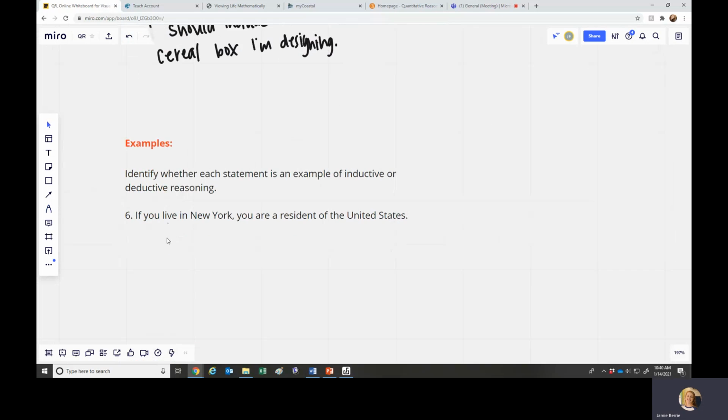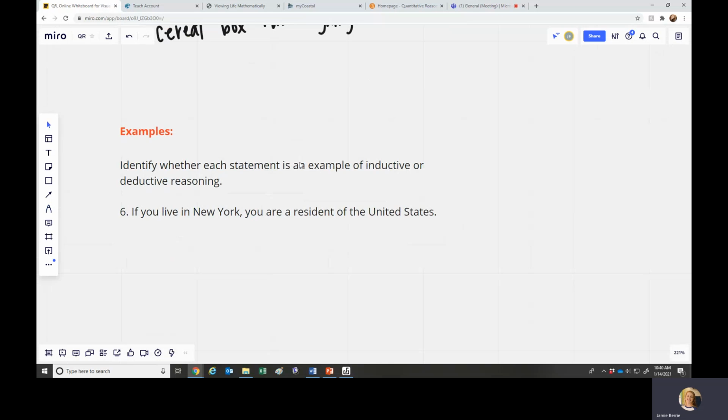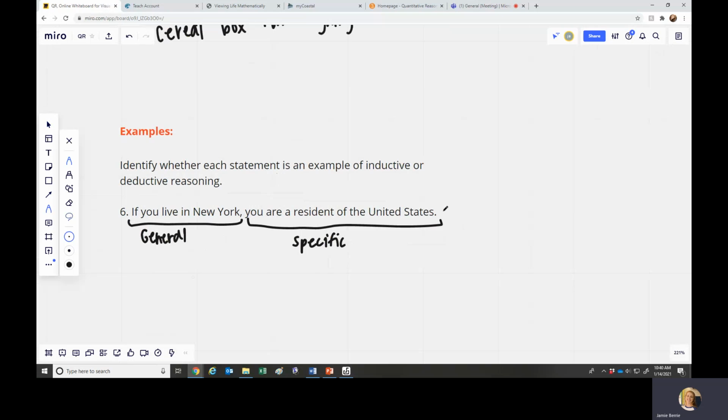All right, so here's some more examples. It says, identify whether each statement is an example of inductive or deductive reasoning. So remember, inductive is specific to general. Deductive is general to specific. So if you live in New York, you are a resident of the United States. Starting with a general fact, you live in New York. And then it's telling you something specific about the person. If you live in New York, you must be a resident of the United States. So again, we're going from general to specific, so that would be deductive reasoning.